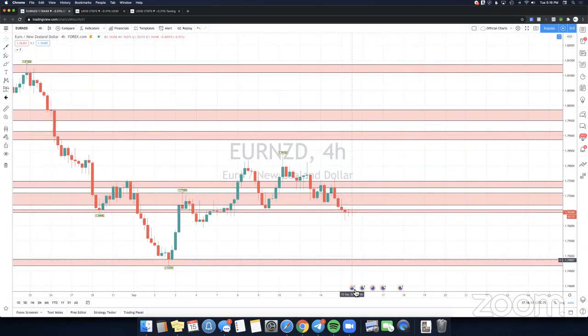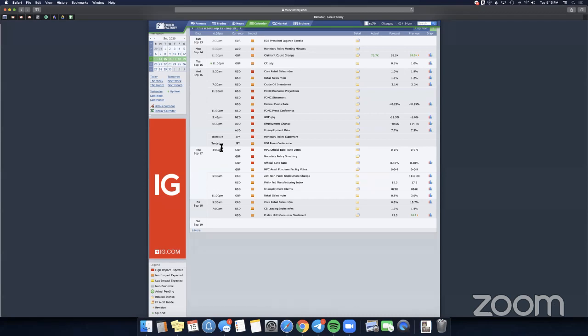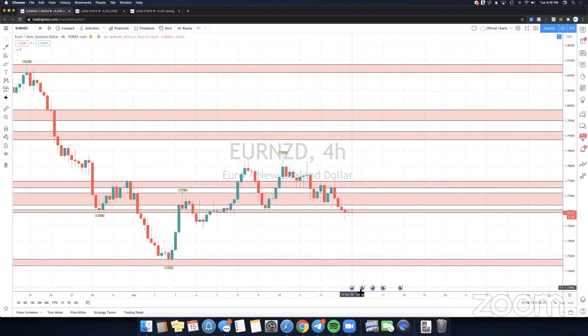The only problem is there's news coming up. Actually, there's news right now, I think. I just don't see this on the calendar. It's weird. Yeah, so it doesn't show up on my calendar, but on the TradingView calendar, it is down there. So I'd probably be careful with this because there's news right now, and then there's news again tomorrow morning. It's a little risky.